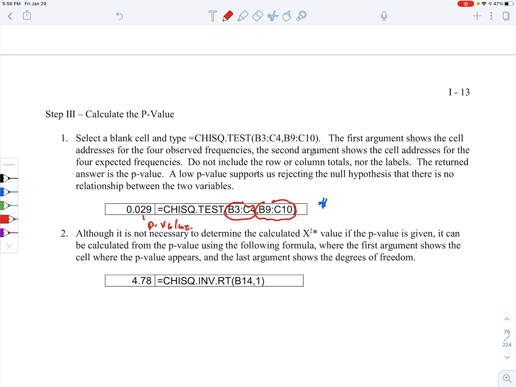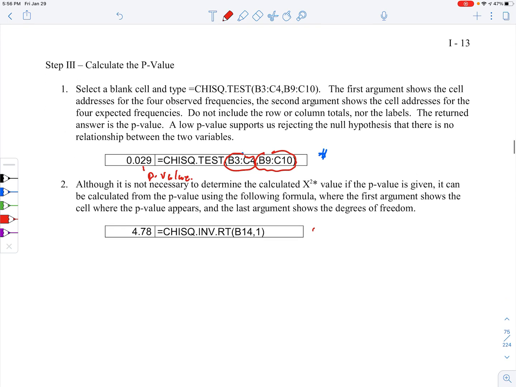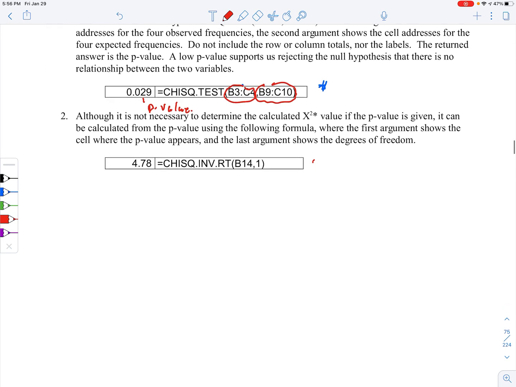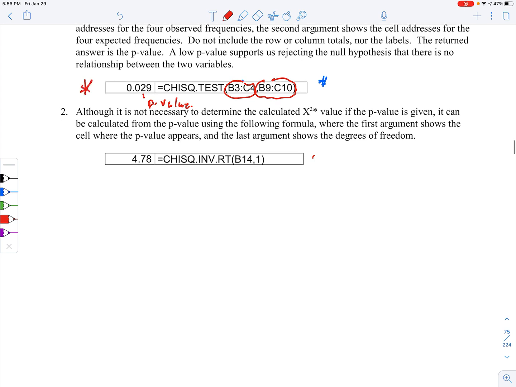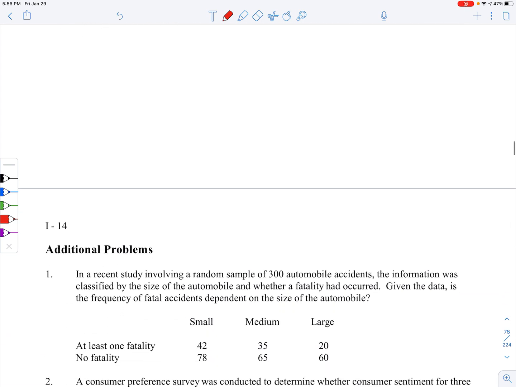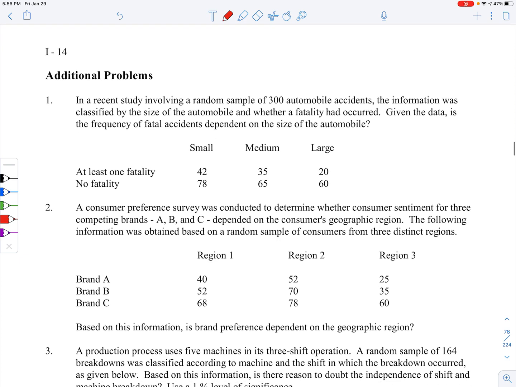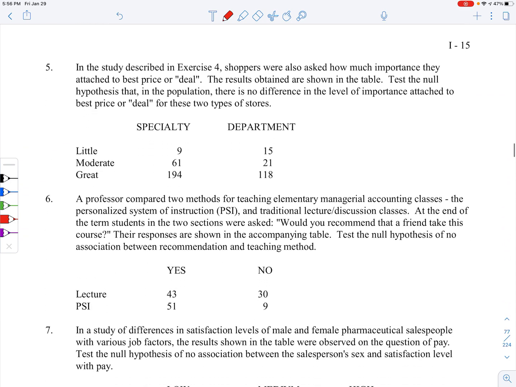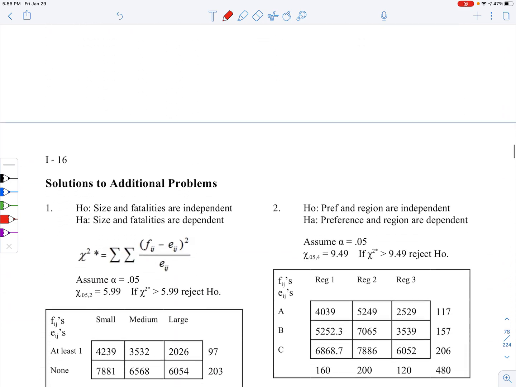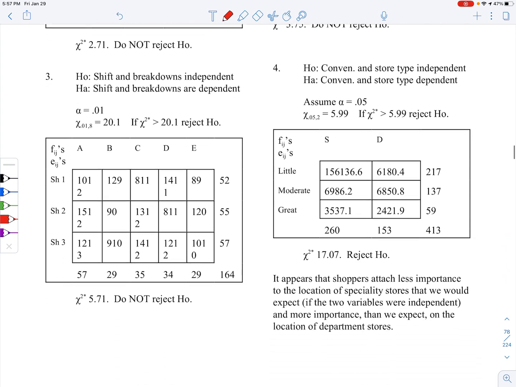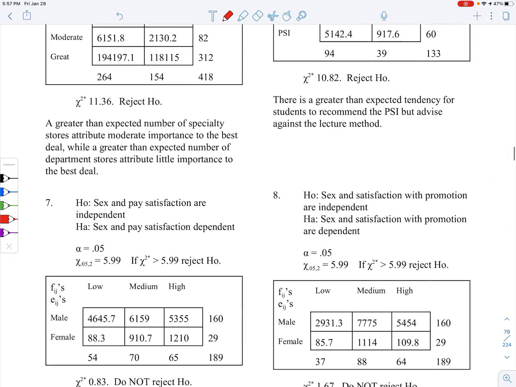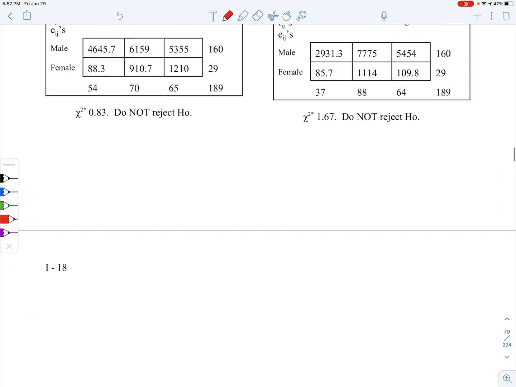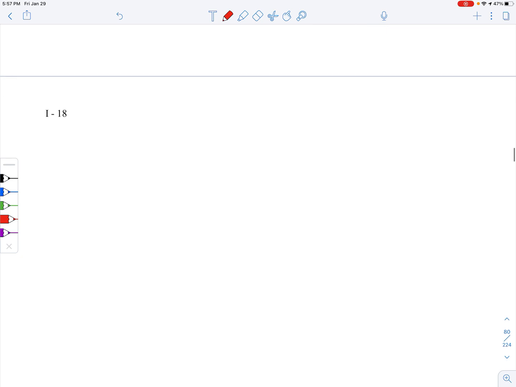If you calculated your chi-square star, this is how you would get the critical value. I'm not going to worry too much about that. This is the one that I want you to use. It's a really simple thing to do. And this unit ends with some additional problems to do by hand on pages I14 and I15, and then the solutions are shown on the next couple of pages. That takes us to the end of the unit.